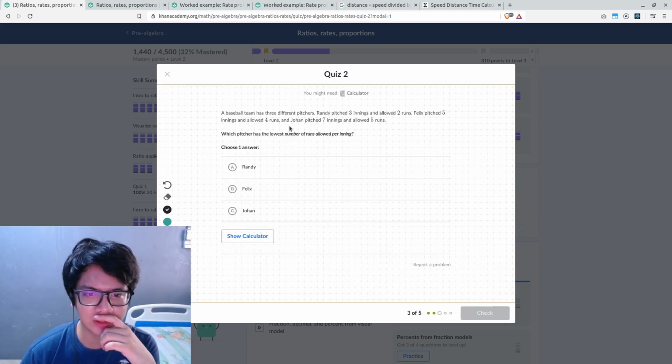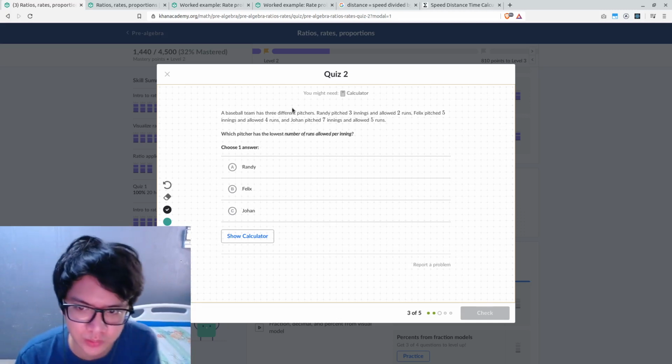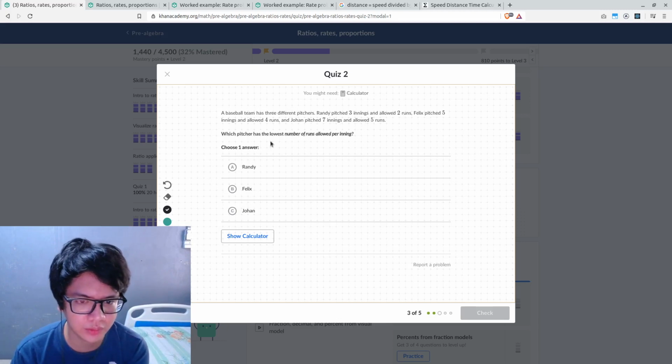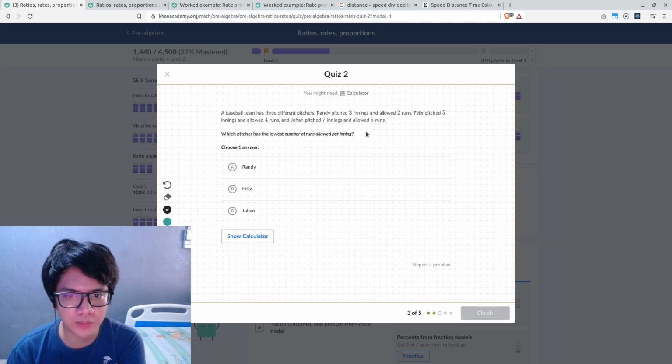A baseball team has 3 different pitchers. Randy pitched 3 innings. What the hell is that? I don't know anything about baseball. Holy shit, this innings and runs. What the fuck is this? Runs allowed per inning. Runs per inning. Okay, so let's show calculator.